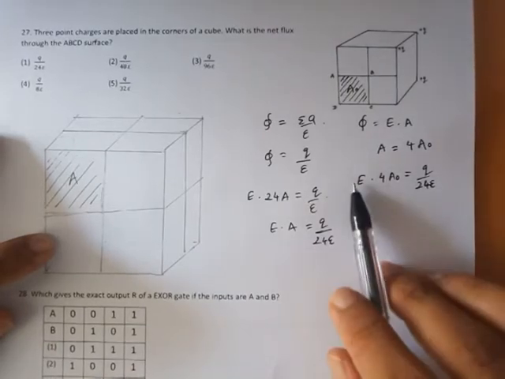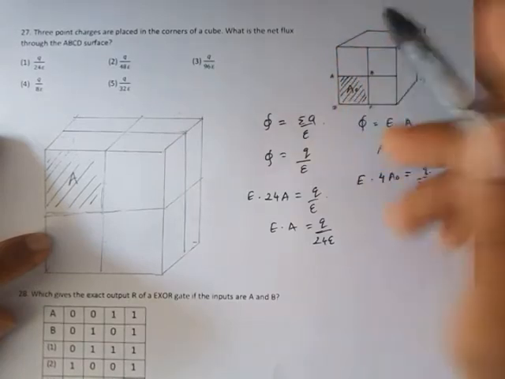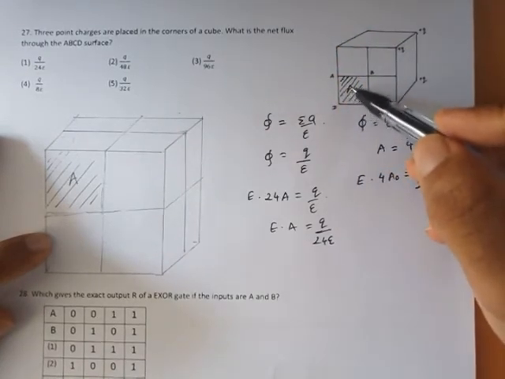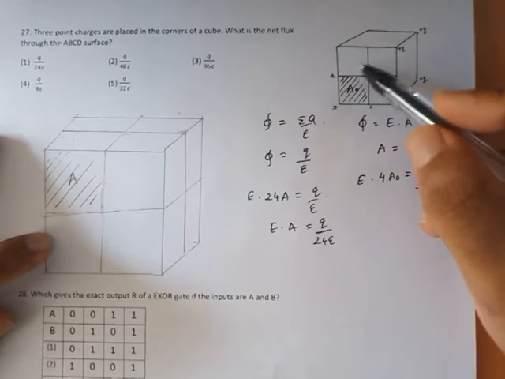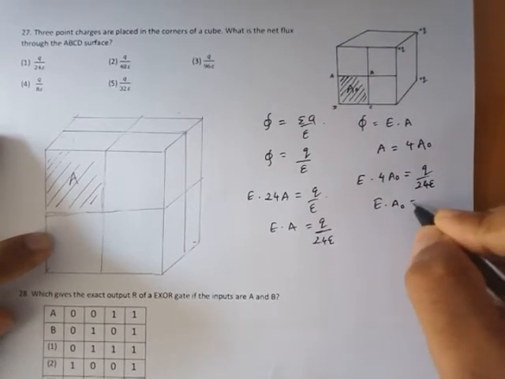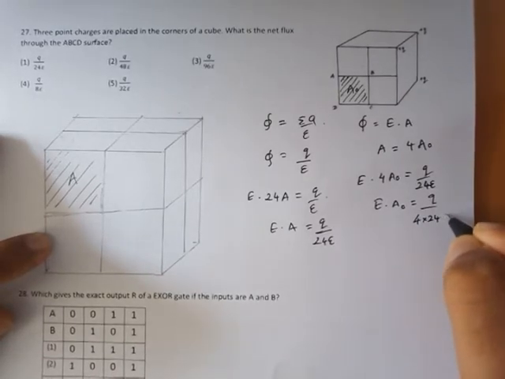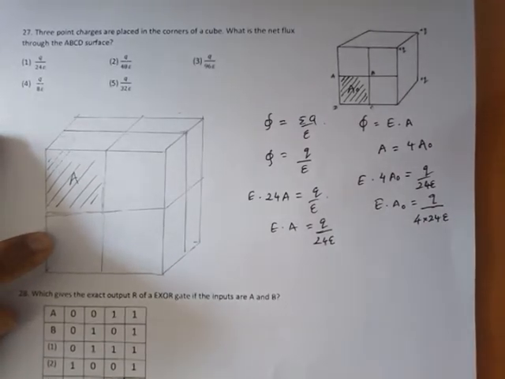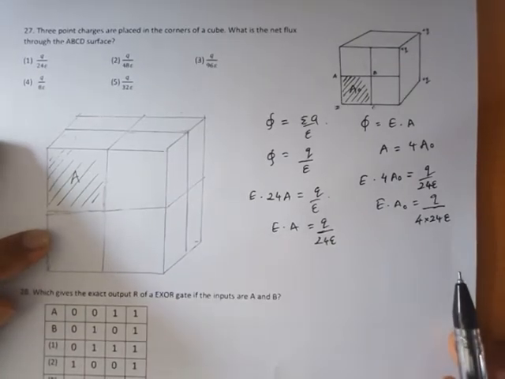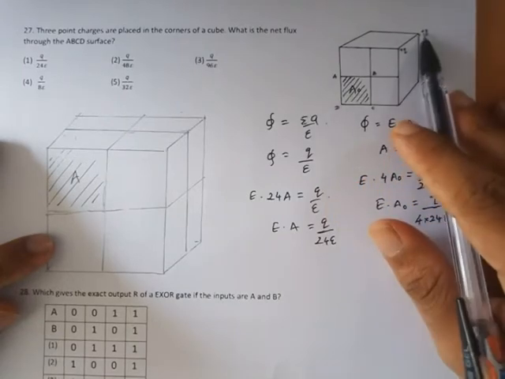So this is the flux going through this area, but we want to find the flux going through this area, so I want to divide by 4. Then I get E times A naught is equal to q over 4 times 24 epsilon. So far we have calculated the flux going through this area due to this charge.